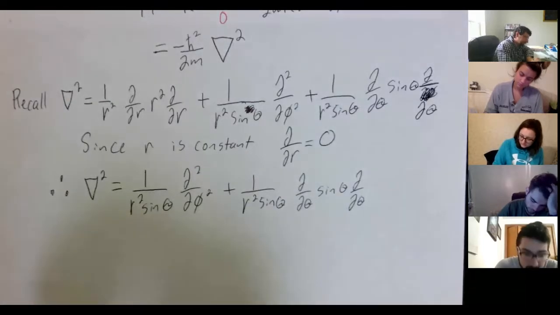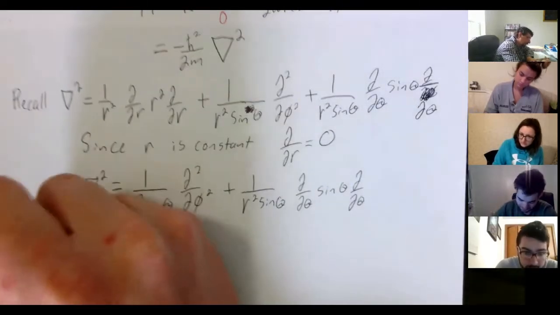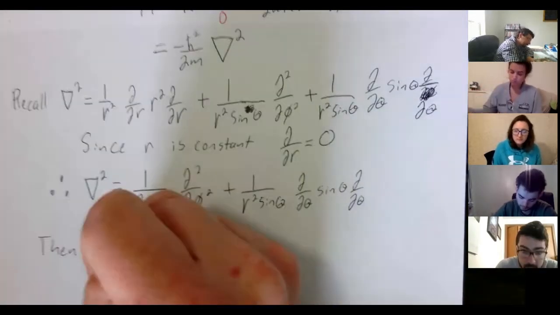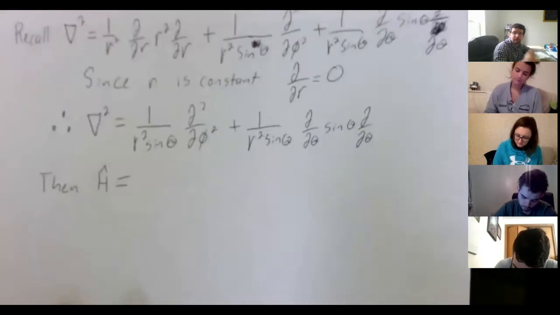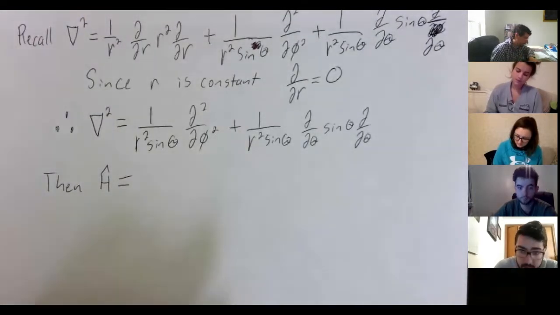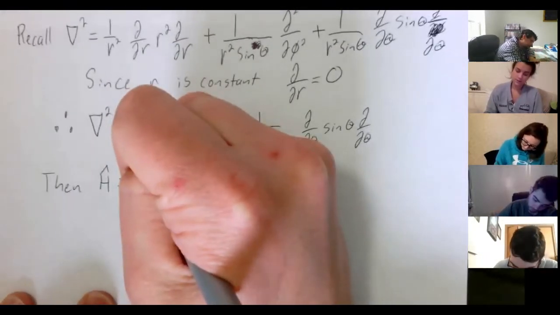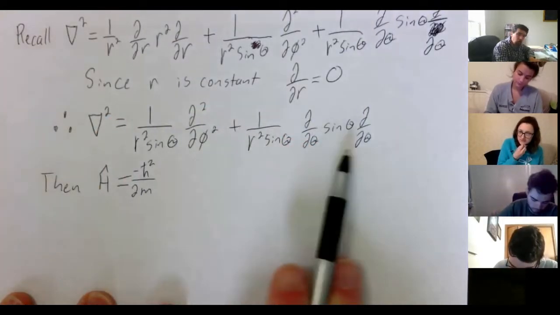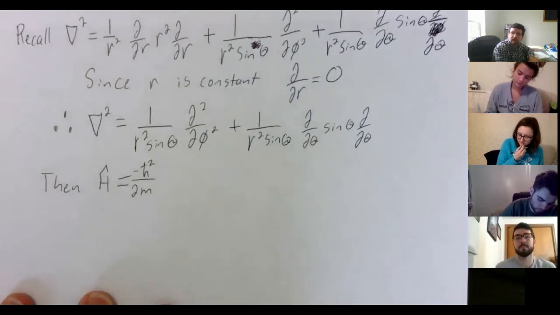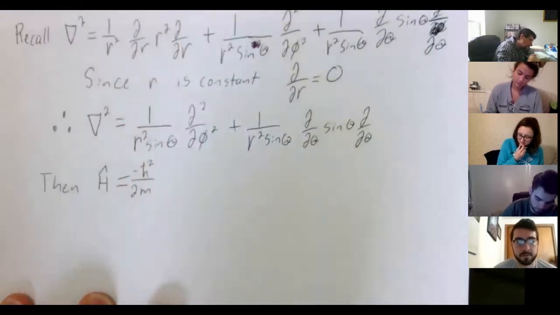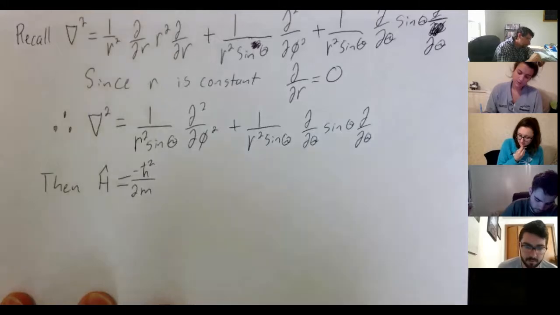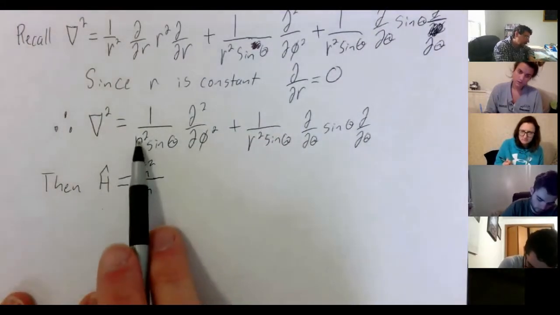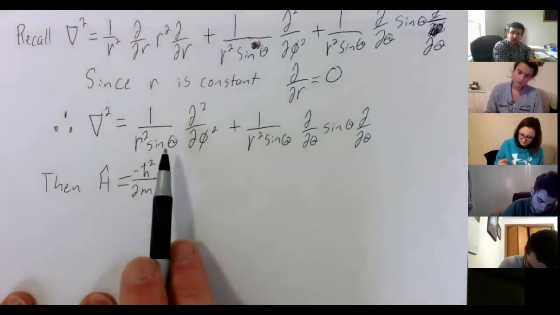Okay. Seems reasonable. So now, what's our Hamiltonian going to look like? Negative h bar squared over 2m times that. Yep, and is there anything we can pull out of here? The 1 over r squared sine theta. We can pull out this r squared. We're going to leave the sine theta in there.